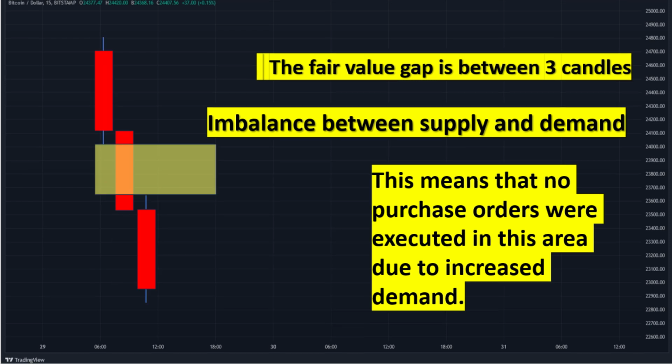Likewise, in a bear market, the same principle applies, except in this case, these are pending sell orders. The market doesn't execute them and continues due to increased supply.